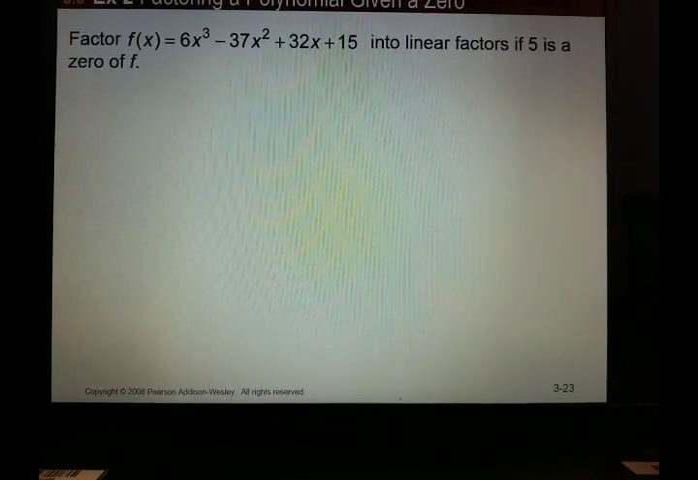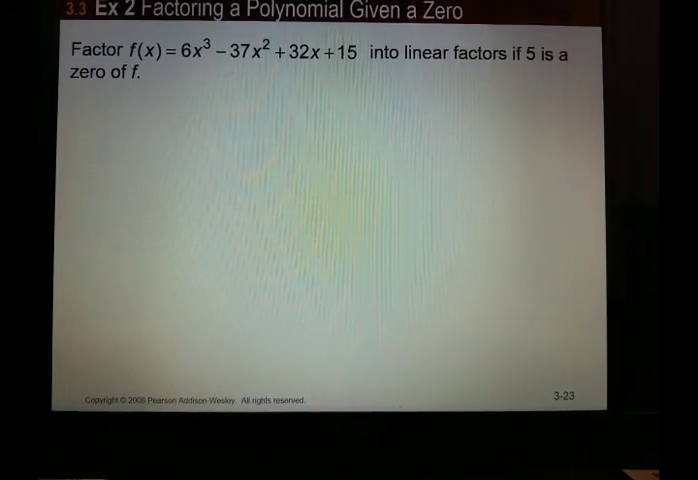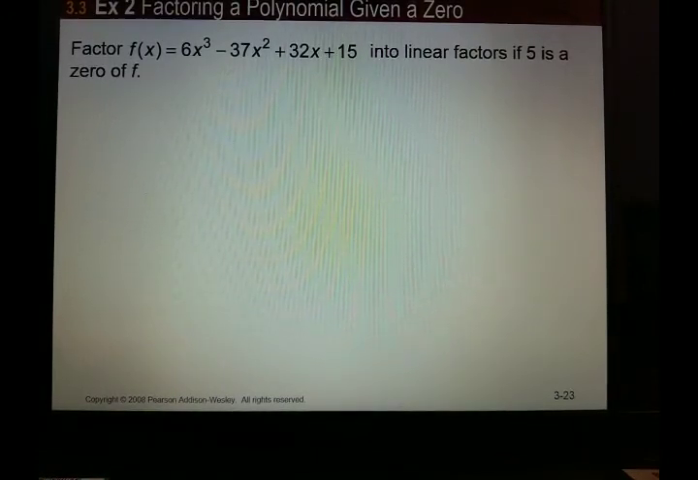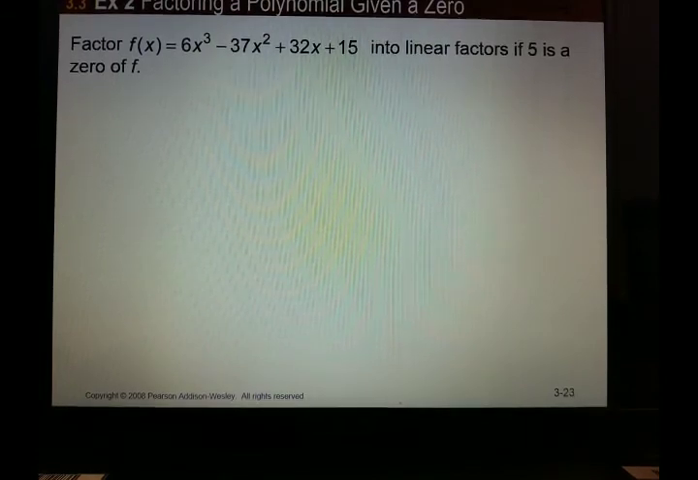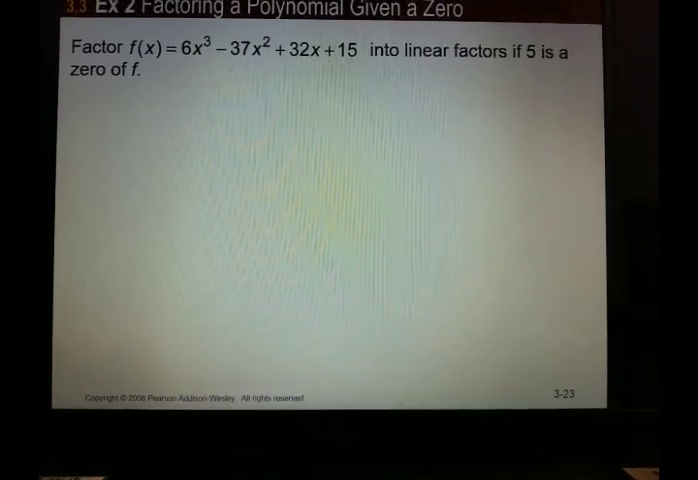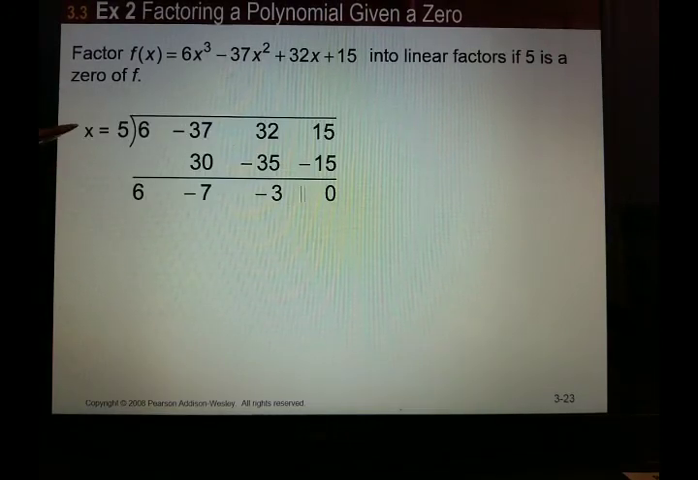Okay, part 2 of the lesson. I'm giving you the f of x is 6x to the third minus 37x squared plus 32x plus 15. And I want you to factor this into linear factors if 5 is a 0 of the function. Now, since I'm told that x equals 5 is a 0 of the function, I would start with x equals 5 over here for my synthetic division.